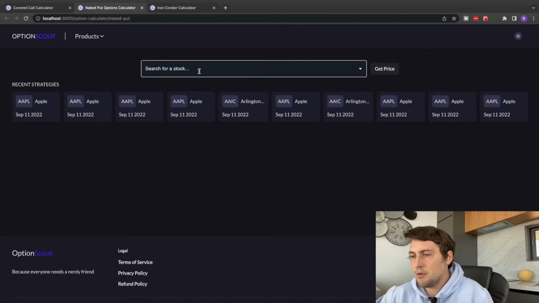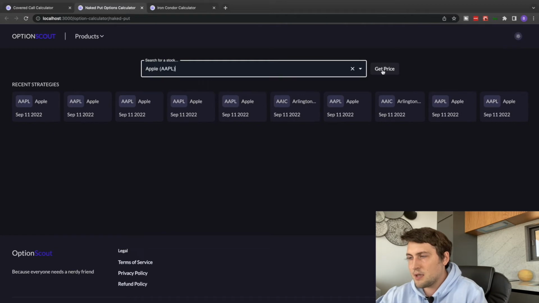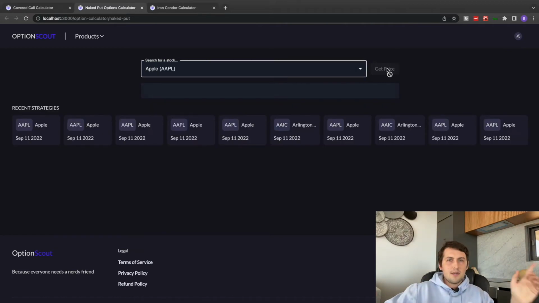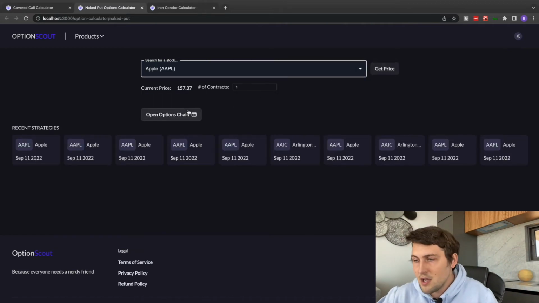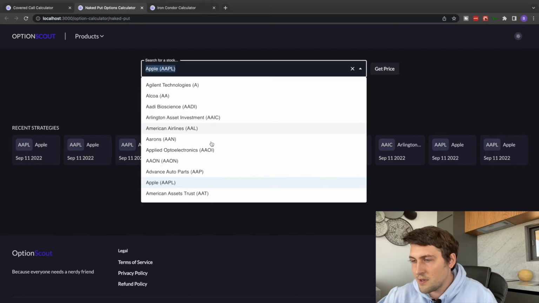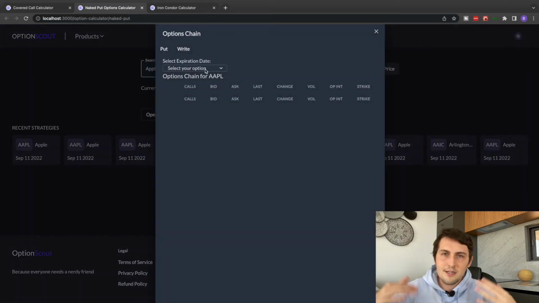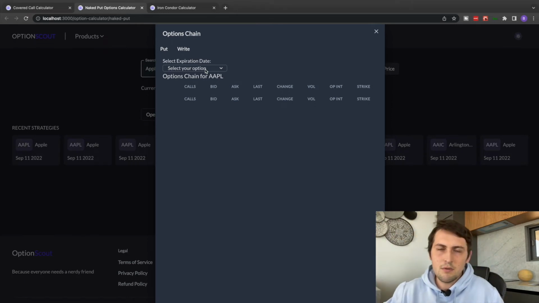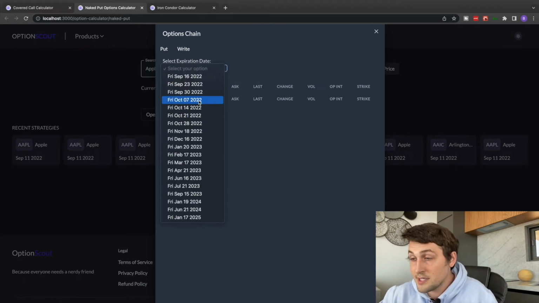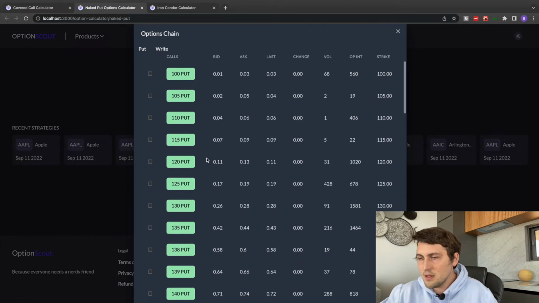So now let's go to naked put. Let's go back to Apple stock, and here I want to see if you can get this right. I'm going to open up the options chain. If you wonder why it doesn't open up right away, it's because I'm in development mode with other things going on. But anyhow, it's going to be a lot easier to use when you go on the website yourself. So let's make this simple.